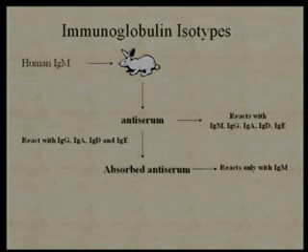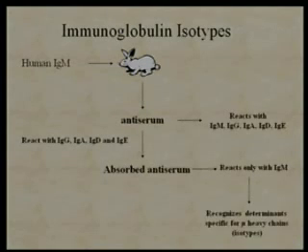So this is reacting with determinants that are specific for the mu heavy chain. Those determinants that are unique to that heavy chain are referred to as isotypes. Now, I can go through the same process. I can immunize with IgG here and come down here and then absorb, change this to M, and I can produce an antiserum that is specific for G.